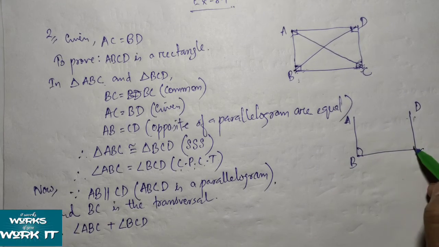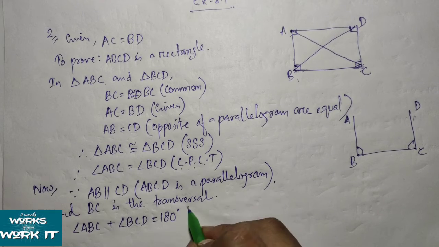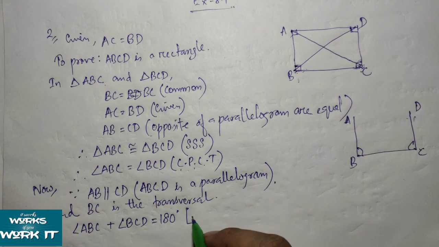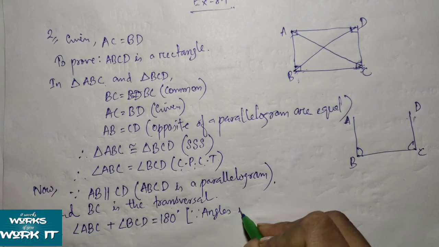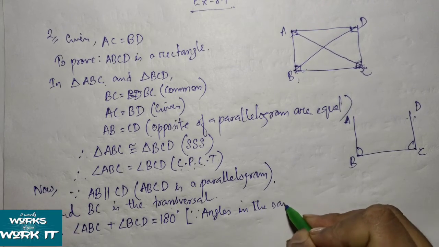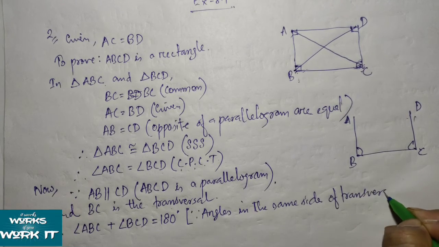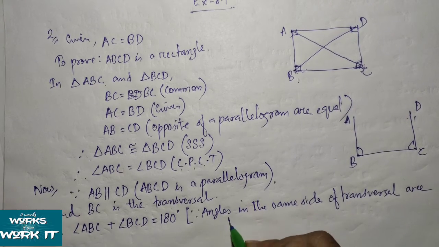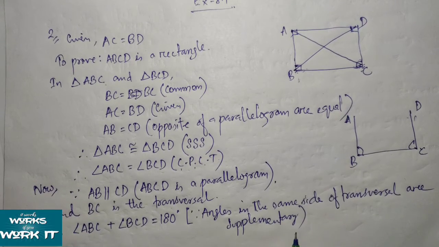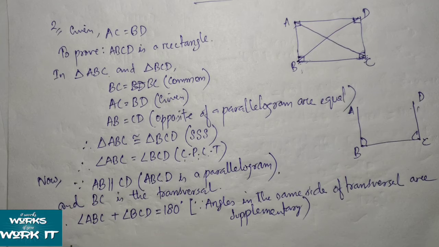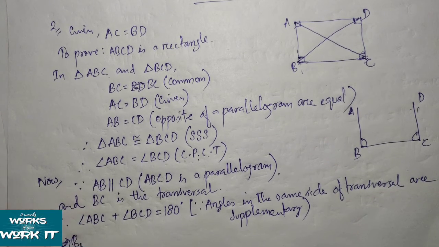Therefore angle ABC plus angle BCD, this angle and this angle, how much will it be? It will be supplementary, that means 180 degrees. We already have this axiom or property: angles on the same side of a transversal are supplementary.